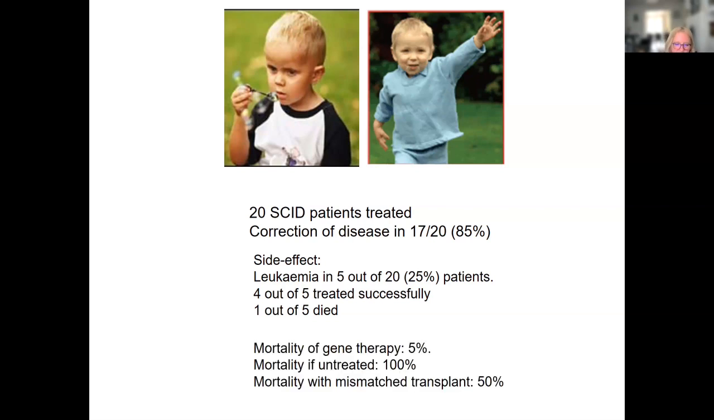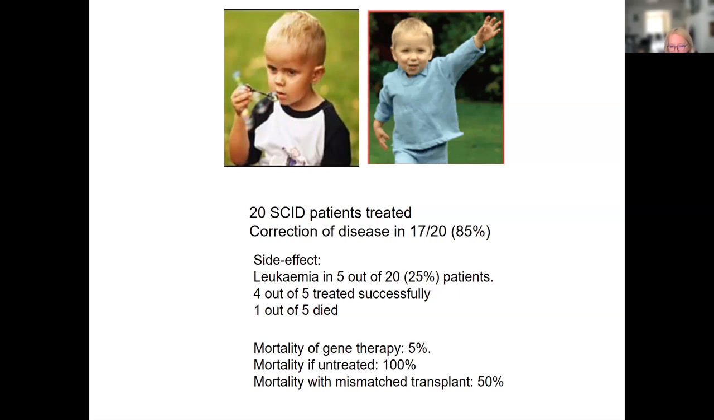However, once the field started to think a little bit more about this, it became clear that the mortality rate of this gene therapy was 5%. So 1 in 20 children died. Now, the mortality of these children, if untreated, is 100%, right? So the 5% mortality due to gene therapy is all of a sudden a lot lower than the 100% if untreated. And an alternative option for treating these children with immunodeficiencies is to use bone marrow transplants.